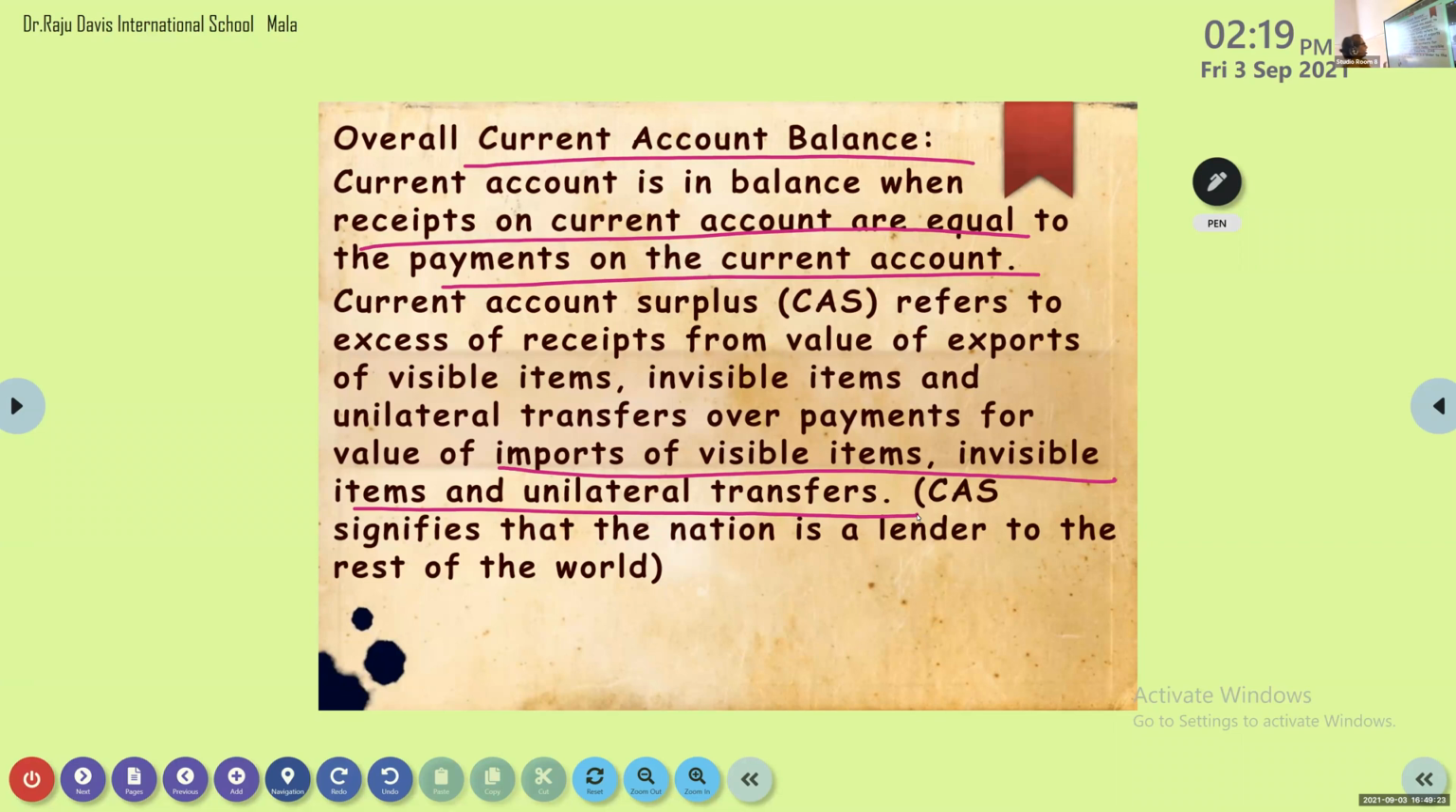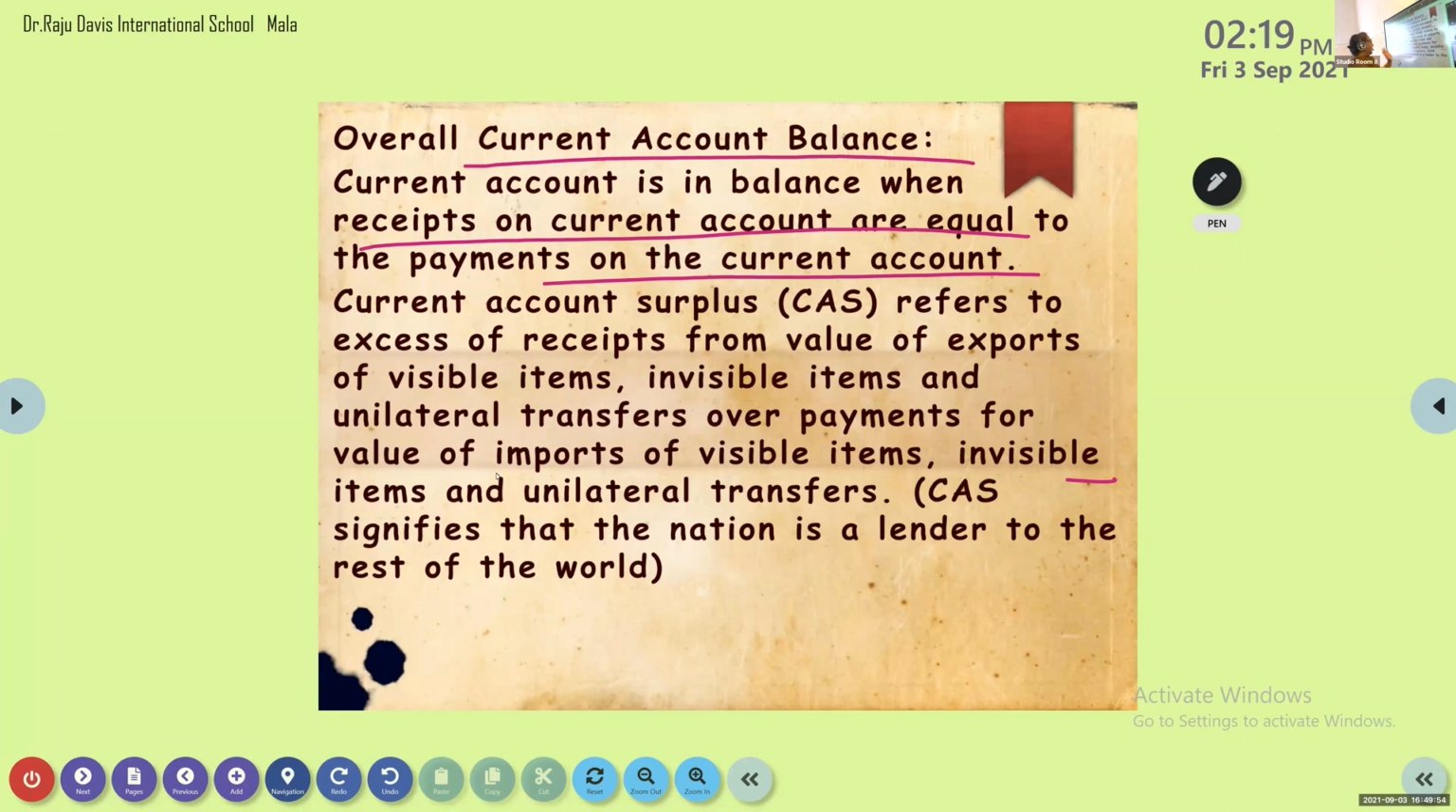So current account surplus means receipts will be in excess. In what all matters will the receipts be in excess? In the value of export of visible item, invisible item and unilateral transfers over the payments. Payments will be less and receipts will be more. For what all are we making the payments? It is for visible item, invisible item and unilateral transfers.